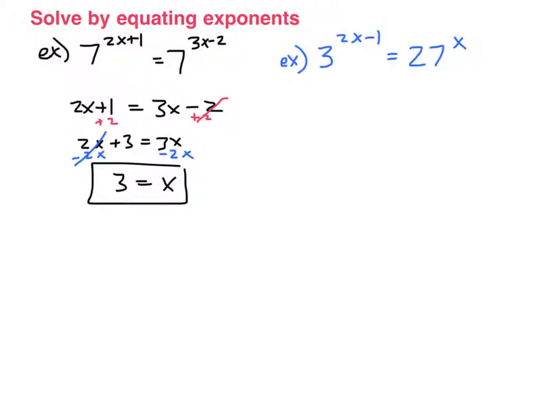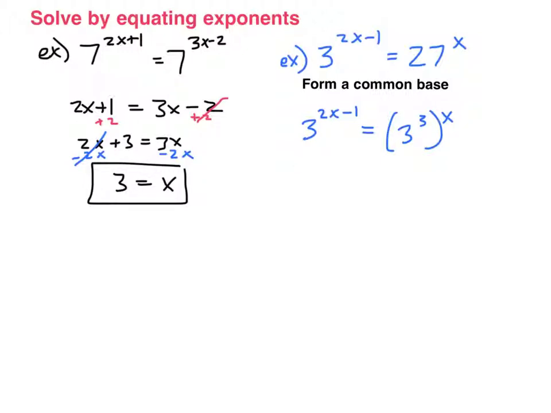In b, we have 3 to the 2x minus 1 equals 27 to the x. The problem here is that the bases aren't the same, so we're going to have to form a common base. Sometimes forming a common base can be quite a challenge. In this case, 27 is a power of 3, it's 3 to the third power. So I can write this as 3 to the 2x minus 1 and rewrite 27 as 3 cubed to the x. Now that we have a power raised to a power, the 3 and the x just multiply.